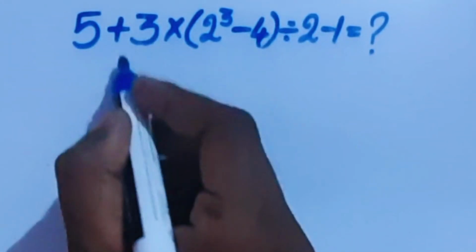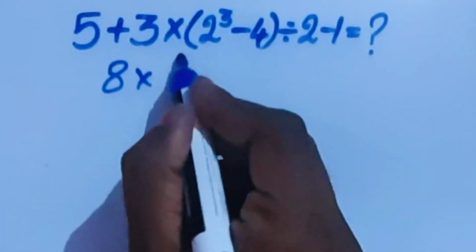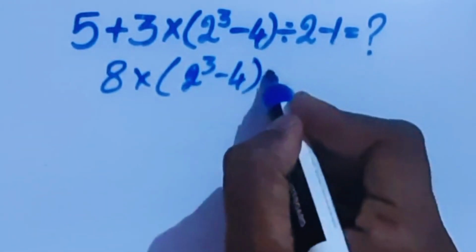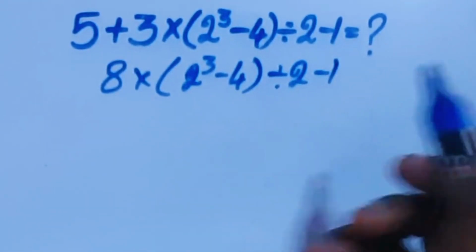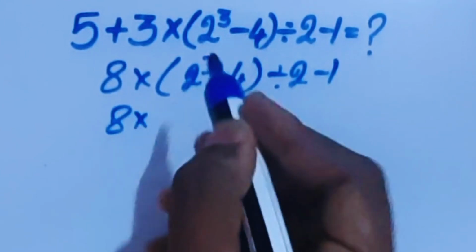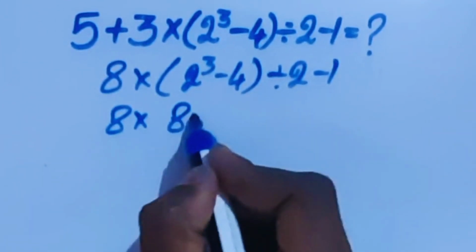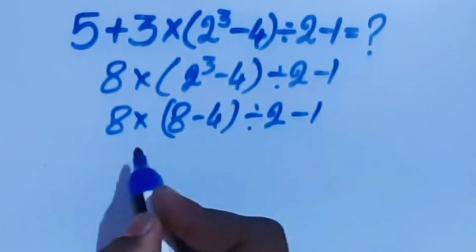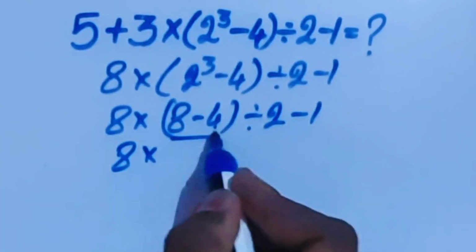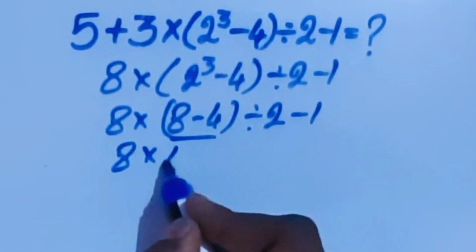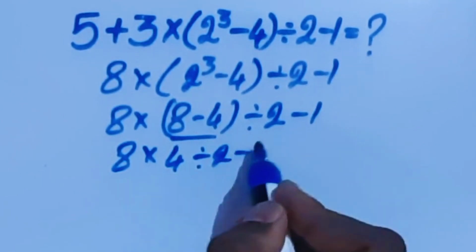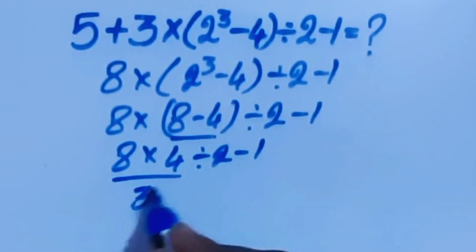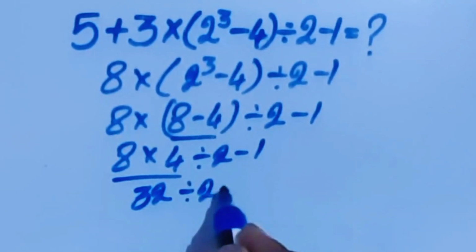Hi guys, here 5 plus 3 is 8 times, here in bracket 2 power 3 minus 4 divided by 2 minus 1. Here 8 times, the bracket is 2 power 3 is 8 minus 4 divided by 2 minus 1. Here 8 times, this bracket is 8 minus 4 is 4 divided by 2 minus 1. Here 8 times 4 is this 32 divided by 2 minus 1.